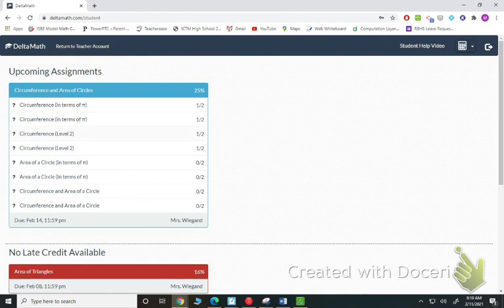Okay, next, so we did circumference. Those are the 4 different types of problems I'm going to ask you about circumference. If we continue on to take a look at area of a circle in terms of pi, I'm going to click on this one.